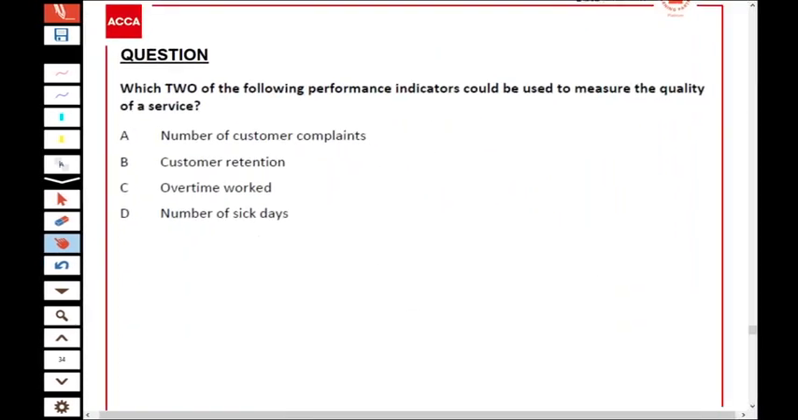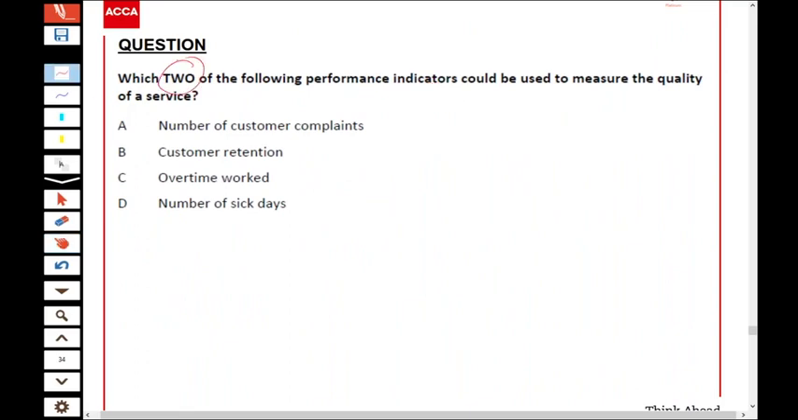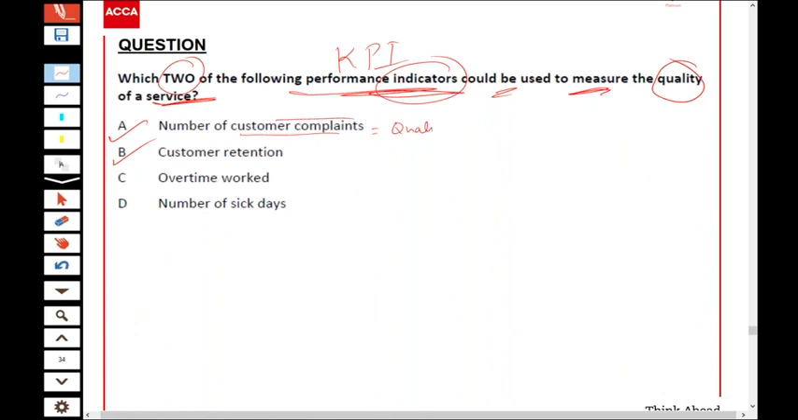Now, next question. Which two of the following performance indicators, that means KPIs, could be used to measure quality of service? Yes, A and B, because the number of customer complaints depends on the quality. Customer retention, yes, it's about quality. Imagine if the customer is happy with the quality you are providing, there will be fewer complaints. If you are providing a good quality service, the customers will be retained. Overtime and number of six are not. These two are the qualitative aspects to measure the performance. That is the quality.